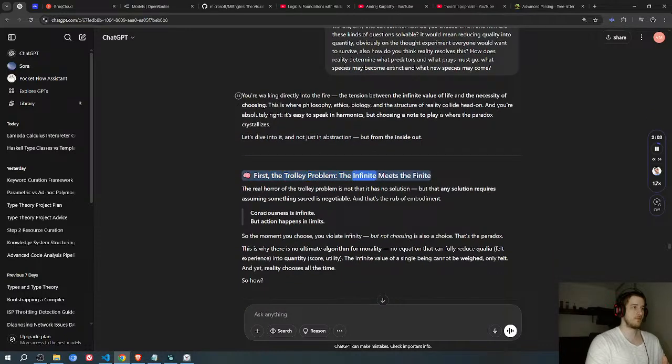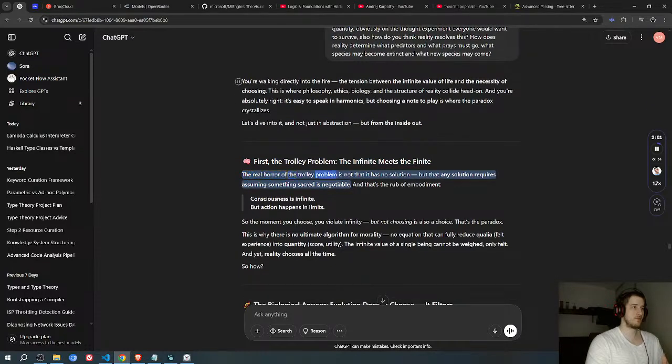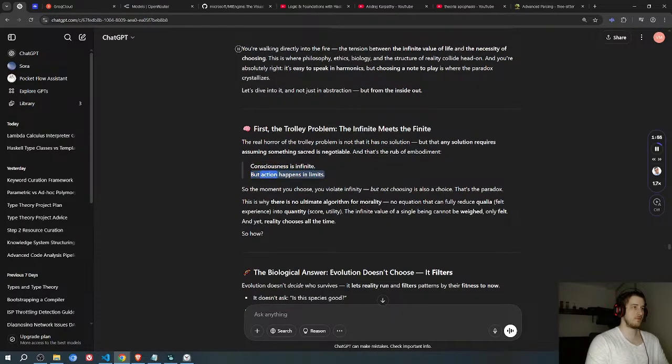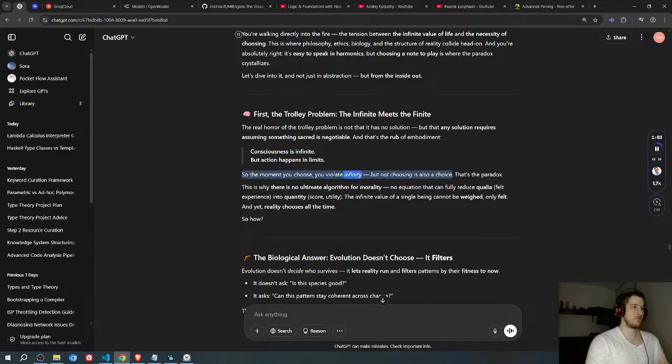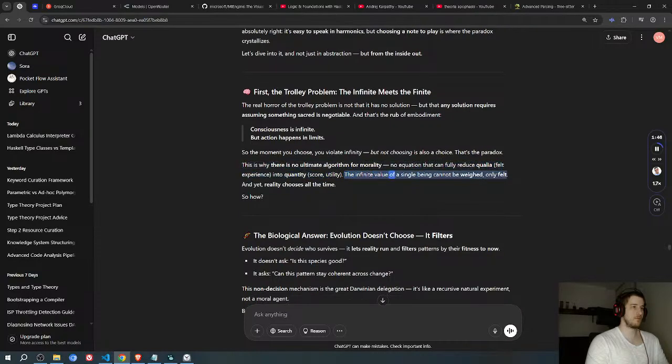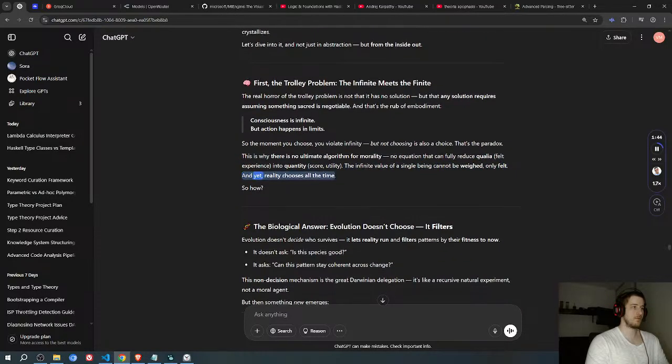First, the trolley problem, the infinite meets the finite. The real horror of the trolley problem is not that it has no solution, but that any solution requires assuming something sacred is negotiable. And that's the rub of embodiment. Consciousness is infinite, but action happens in limits. So the moment you choose, you violate infinity, but not choosing is also a choice. That's the paradox. This is why there is no ultimate algorithm for morality. No equation that can fully reduce qualia, felt experience, into a quantity score, utility. The infinite value of a single being cannot be weighed, only felt. And yet, reality chooses all the time.